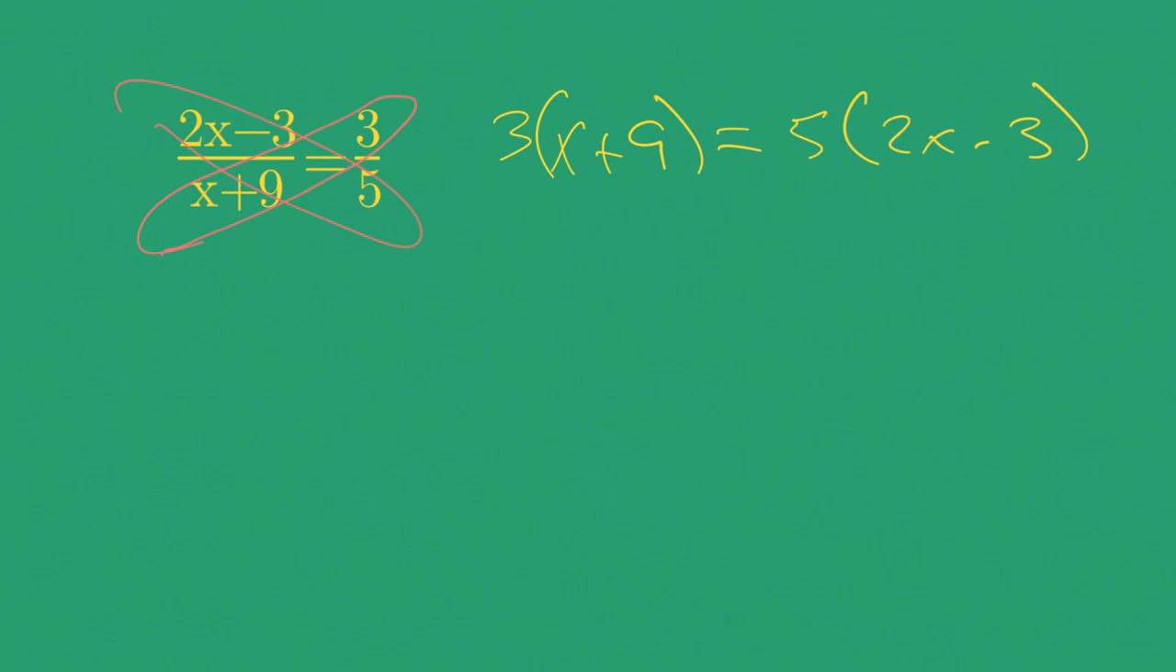Here on the left, what is 3 times x? 3x. Got it. 3 times 9? 27. Good. Equals. Now we're going to come over on the right side. 5 times 2x? 10x. 5 times negative 3? Negative 15.